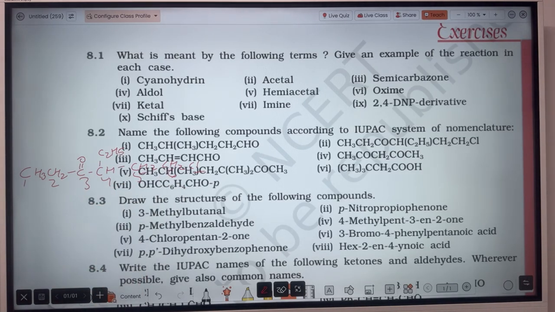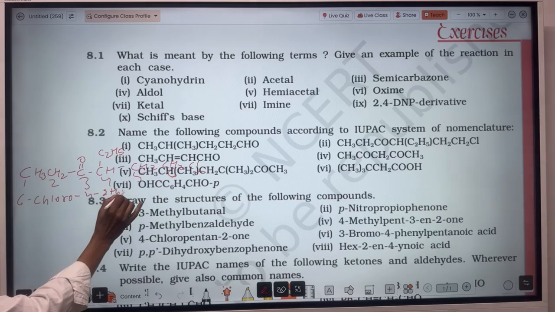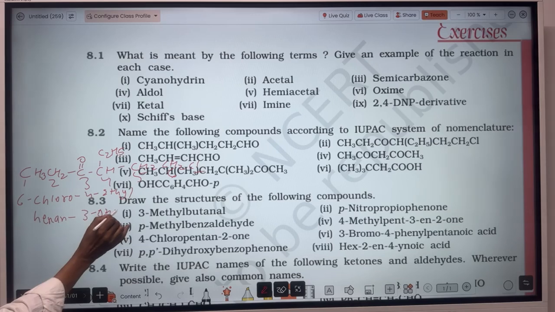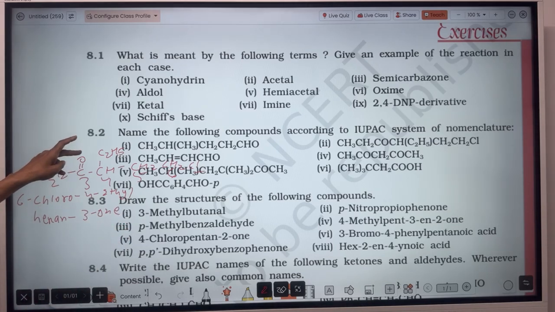At the 6th position there is chlorine, and at the 4th position there is ethyl. C comes first, then E. So that's why it will be 6-chloro-4-ethylhexan-3-one, because the ketonic group is at the 3rd position, and the E will be replaced by one. That's why.